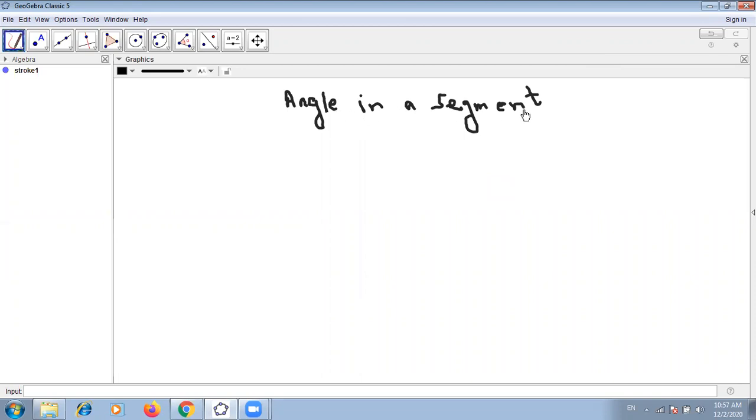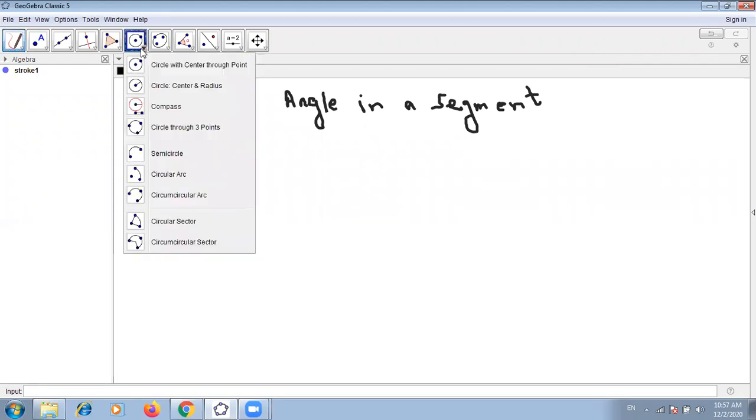In circle theorem, our first chapter will be angle in a segment. As I already told you that we started circle theorem, so before starting this chapter, we should know about different terminologies related to circle. So one by one, I am recalling all the terms again for you.